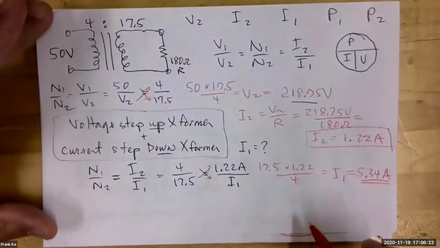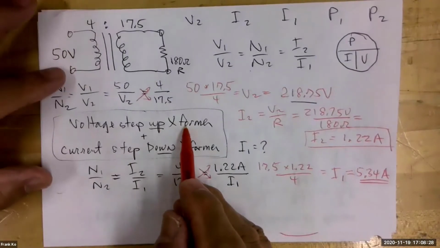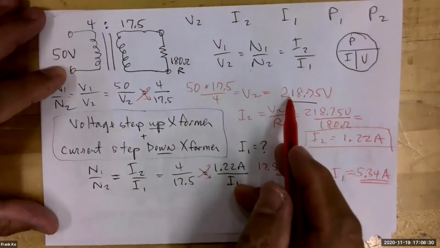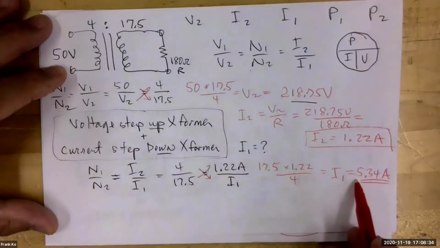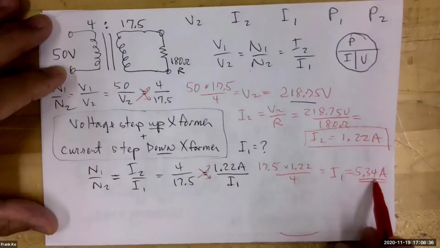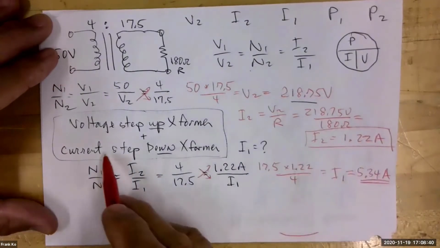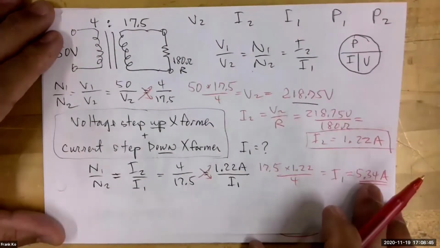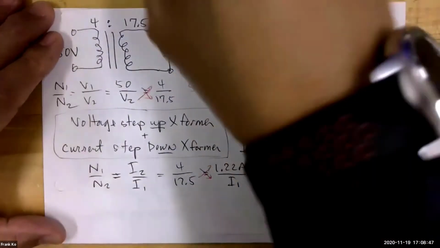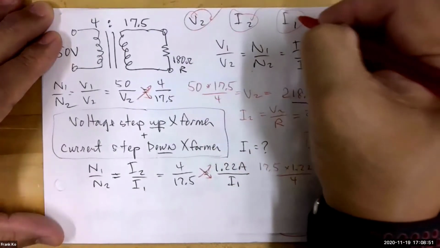So now let's do some comparisons. Did voltage get stepped up from 50 volts up to 218? Did current get stepped down from 5.34 amps in the primary to a smaller 1.22 amps in the secondary? So we have current step down, yes? All right, so far so good. Everybody okay with this? Okay, so we can put a check mark here, done that, check mark here, done that.